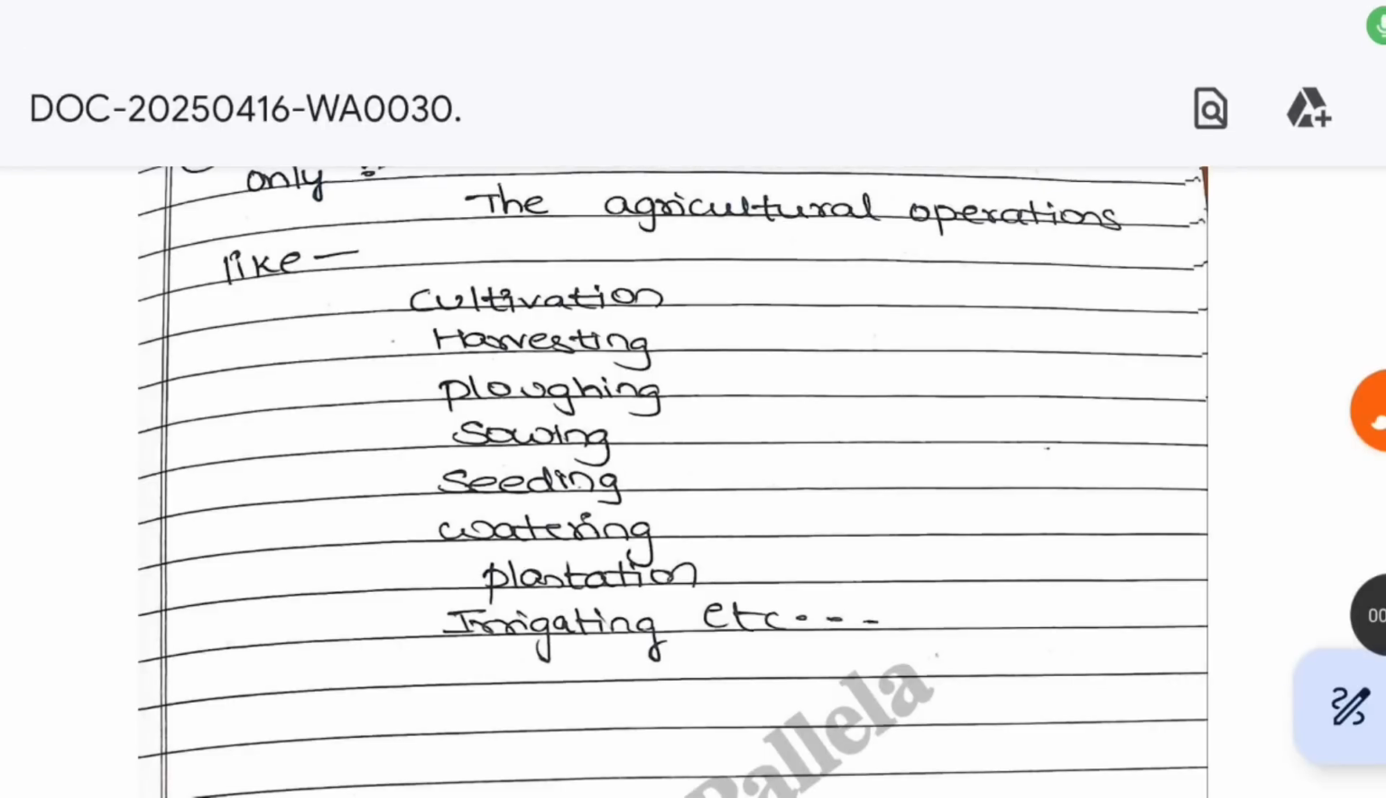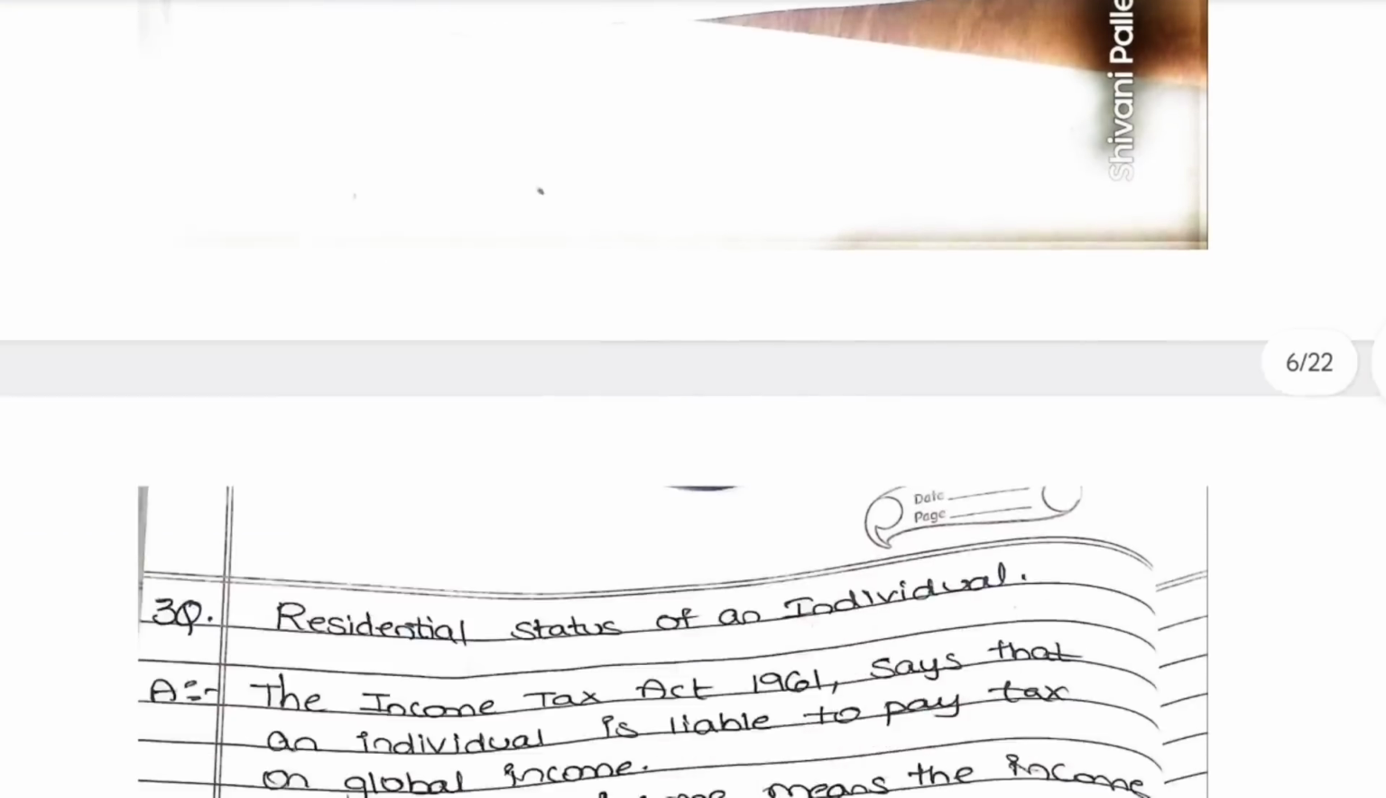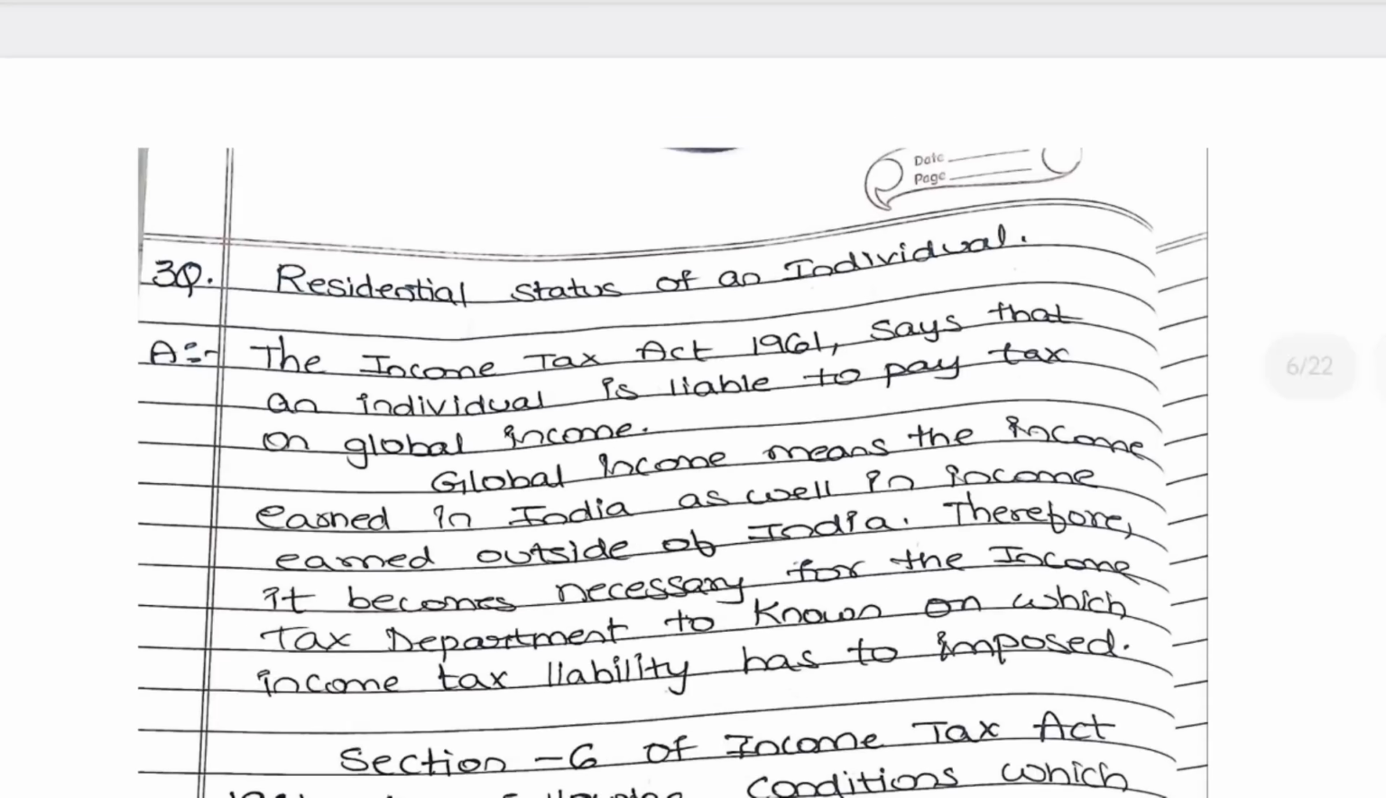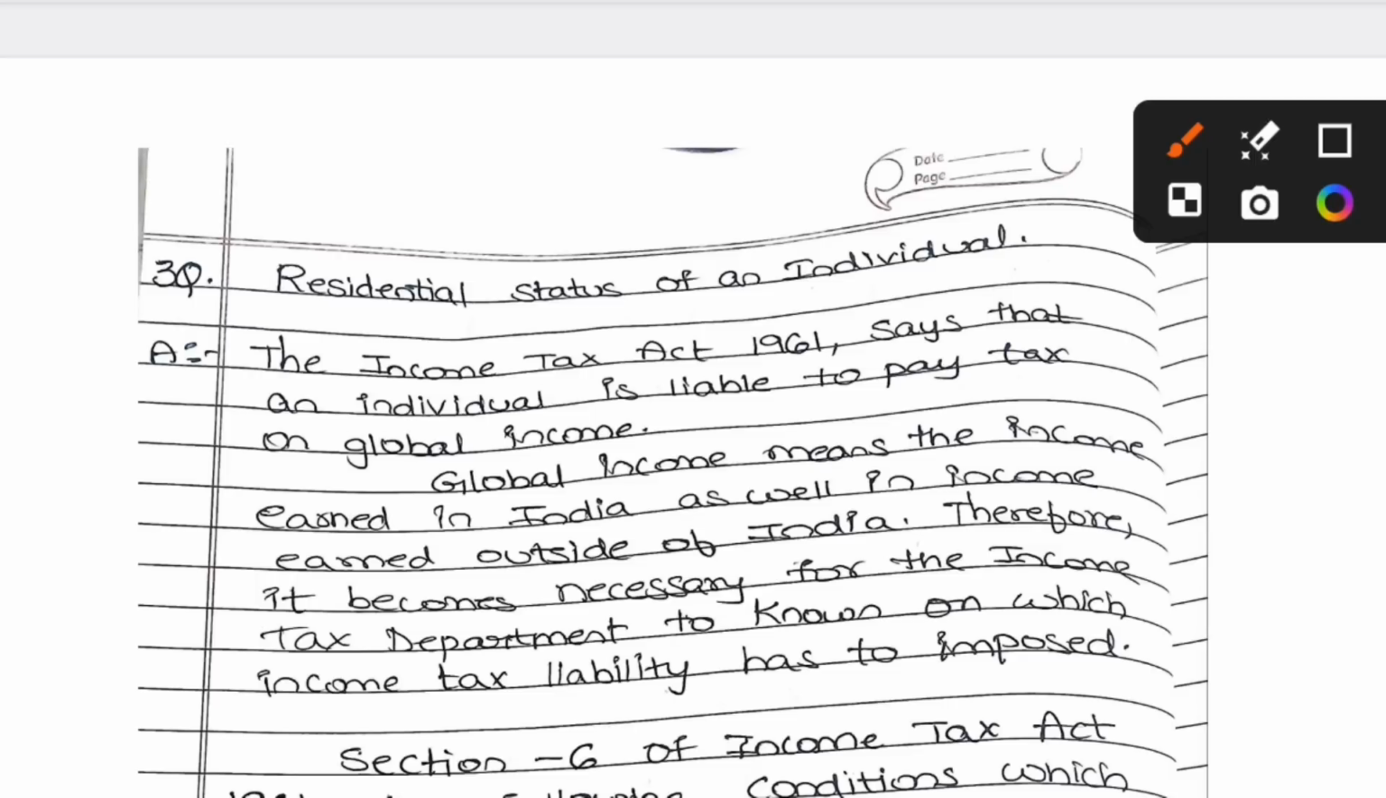So the third question is the residential status of an individual. According to the Income Tax Act 1961, if a person is earning global income, what is global income? Take an example of me. If I am earning from India and also from abroad countries, that income is called global income. The person who is earning the global income should be liable to pay tax to the government.